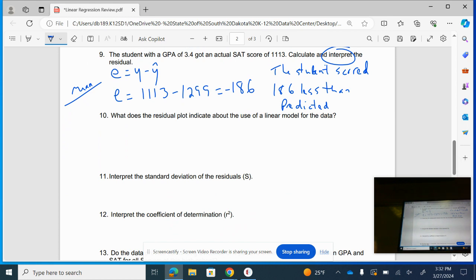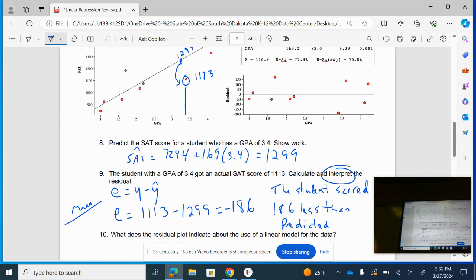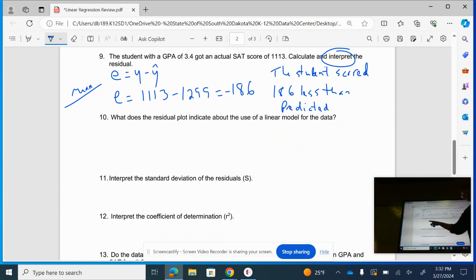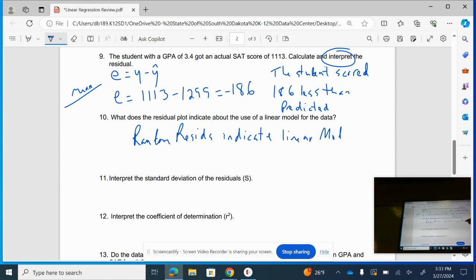What does the residual plot indicate? You notice there's a residual plot on this second page right here, and they're random. So the random residuals indicate the linear model is good.